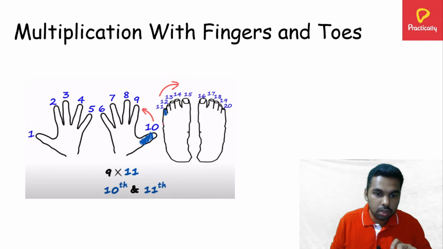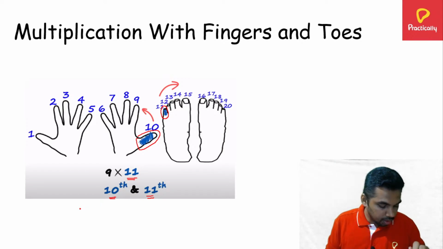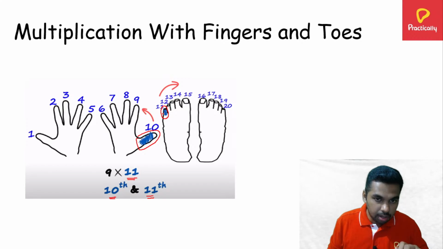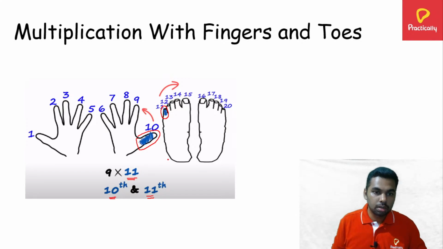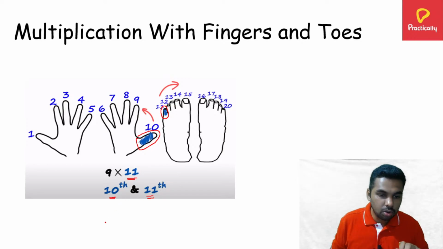First what you have to do is, whenever you are multiplying, identify the 10th finger and the 11th finger. The 10th finger is going to be this thumb over here, and the 11th is going to be the toe. The 10th finger is going to be the thumb and the 11th is going to be the little toe. Okay, so this is how you can write it. Now how many are there on the left hand side? There are 9. And how many are there on the right hand side? There are 9 again. So let's do that using the highlighter here.